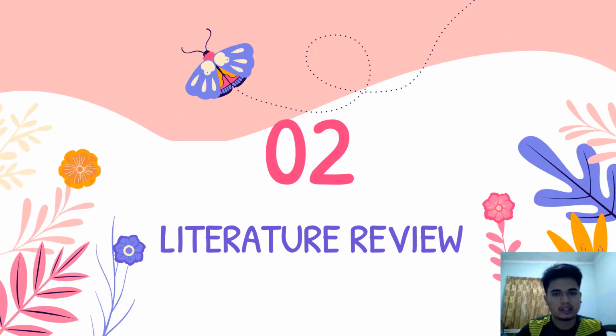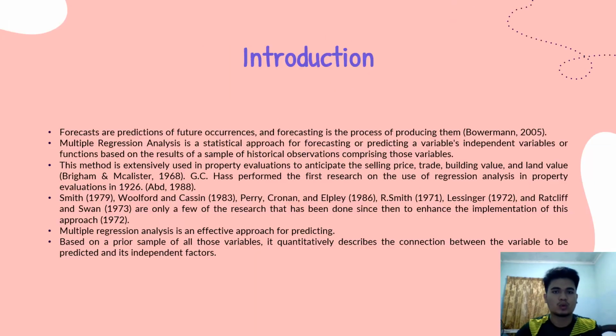The second content is literature review. Introduction: focus on prediction of future occurrence, and forecasting is the process of producing them. From Rosman 2005, multiple regression analysis is a statistical approach for forecasting or predicting a dependent variable based on the result of sample historical observations comprising those variables.